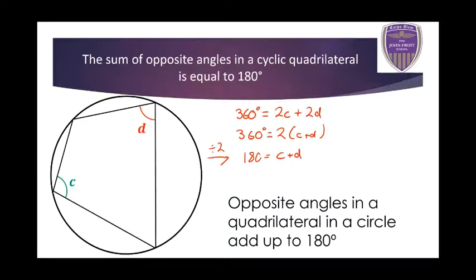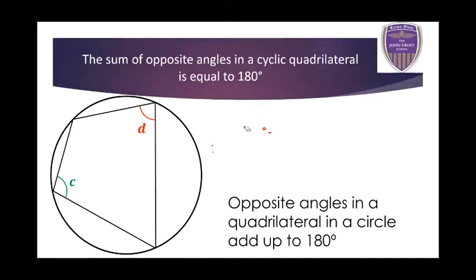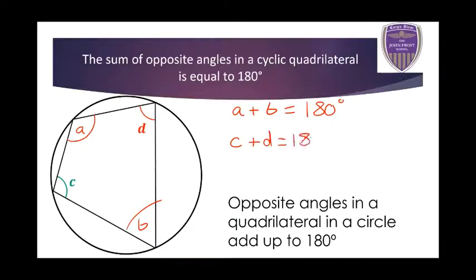So the summary for this rule, I'm going to get rid of my workings out. And just to summarize this, so I'll rewrite in A and B. A plus B equal 180 degrees, and C plus D are equal to 180 degrees. And basically the rule is, in a quadrilateral contained in a circle, the opposite angles will always add up to 180 degrees. So let's have a look at some questions.